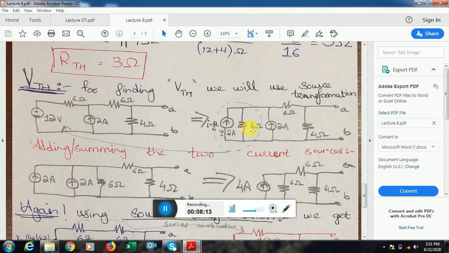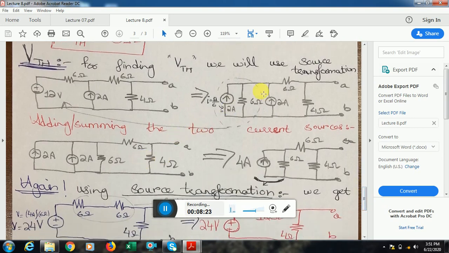Now what I do is, I can simply add this current value and this current value, and I can have one single current source. And this is what I do. These are the same nodes. This is the same node, this is the same node. So I just rearrange the circuit: 2 ampere, 2 ampere, and the 6 ohm shifts a little bit towards the right.